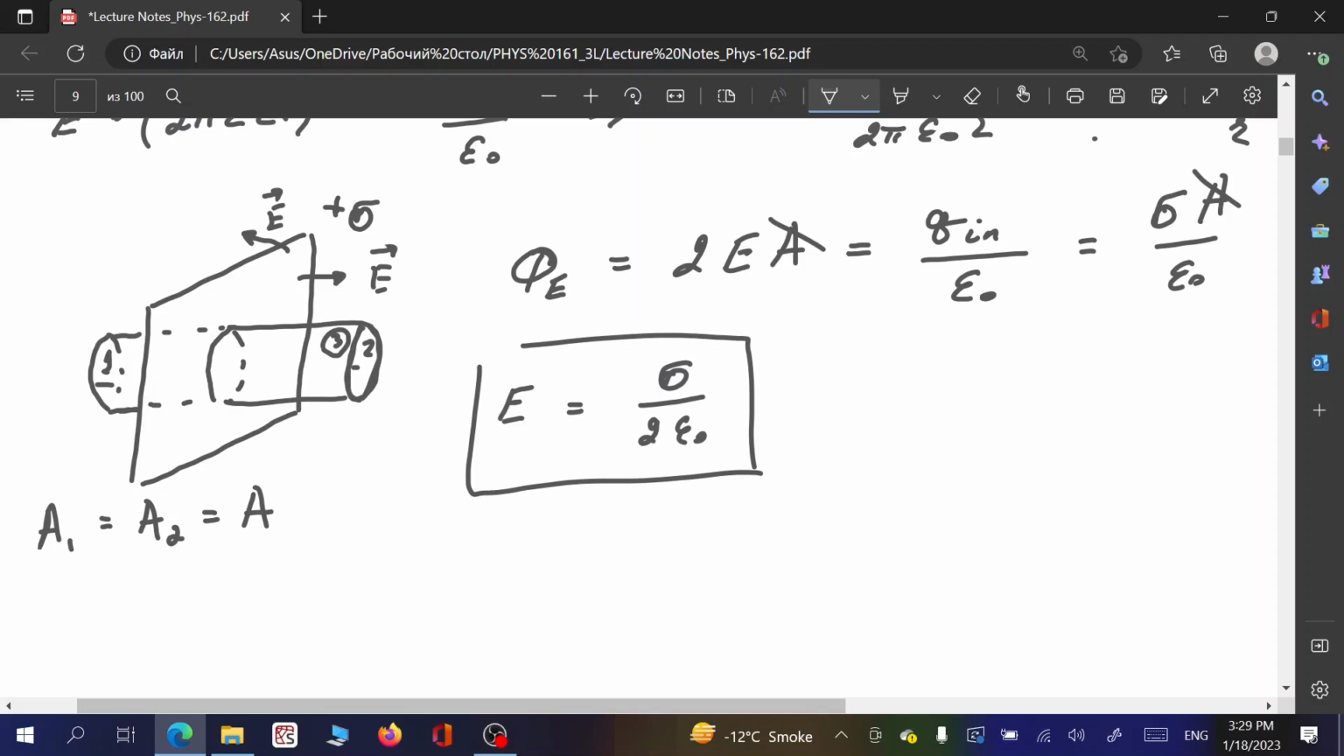Okay, so now our next step, once we already know the application of Gauss law, is a short consideration of conductors under electrostatic equilibrium. Remind me, what do we call conductors? What is the difference between conductors and insulators? Okay, what does it mean in more detail?